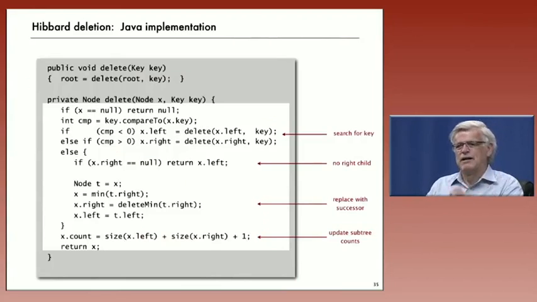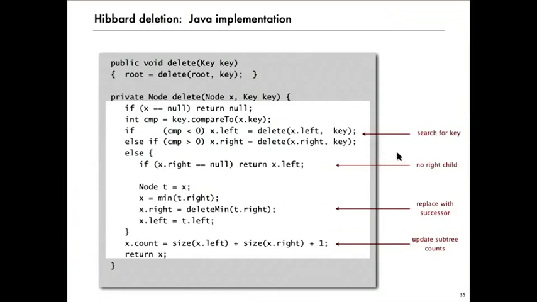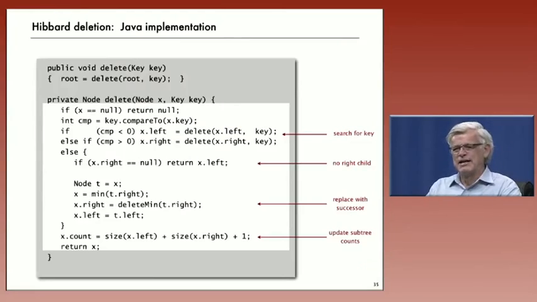So this is the code for Hibbard deletion. So we search for the key. If it's got no right child, we're fine. We just return x.left, and that handles both cases 0 and 1. If it does have a right child, then we find the minimum on the right, delete min on the right, and then fix the links, and then update our count that covers all cases. So actually not that much code. It's complicated, but not particularly more complicated than other code we've seen, like rank and floor and ceiling, and that implements Hibbard deletion. So now we have a fully dynamic symbol table where we can insert and delete.